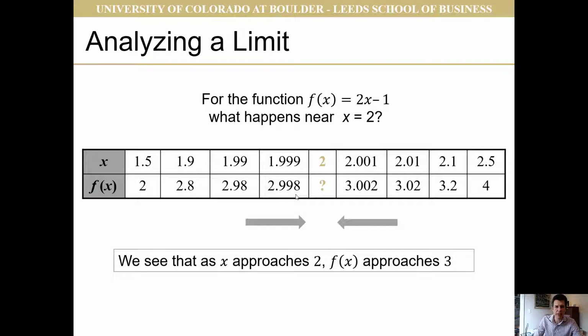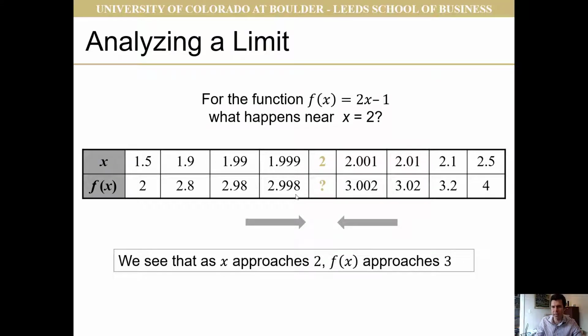So our example is, let's look at the function f of x equals 2x minus 1. And we want to ask ourselves what happens as x gets near 2. So we're trying to figure out the limit as x approaches 2. Now we can approach 2 from either the left or the right. Now if we start from the left, below 2, then we see if we put x equals 1.5, we get 2, and 1.9 we get 2.8, and 1.99 we get 2.98 for our function, and 1.999 we get 2.998.